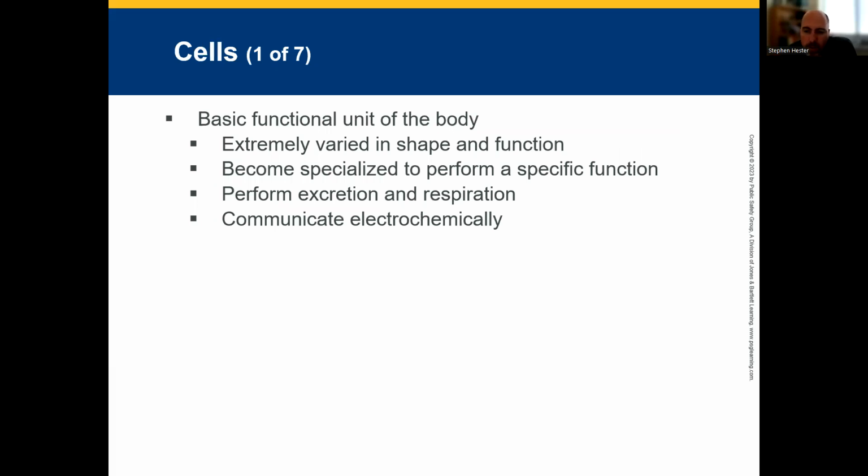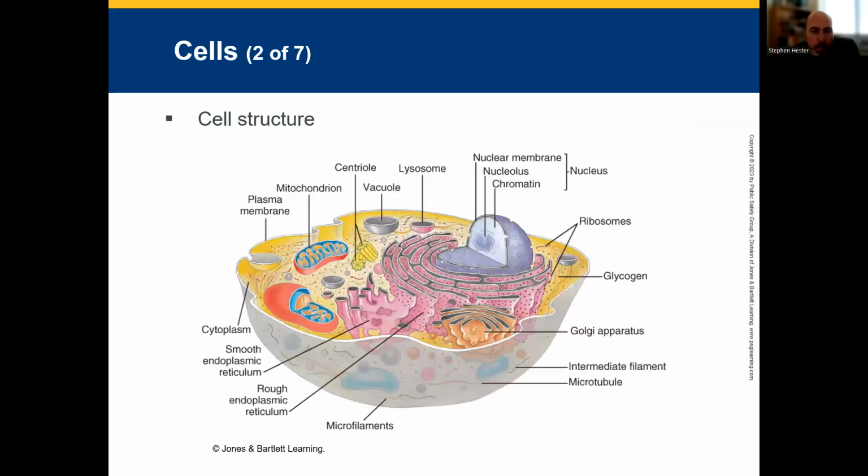So here's your basic cell makeup, what it does, and the different parts of it. Cells are extremely varied in shape, size, and function, and become specialized to perform a specific function. They perform excretion and respiration, and communicate electrochemically. Everything that happens in the body happens on the cellular level, and these cells either grow or disintegrate. They're constantly reproducing, and then there's the makeup of each of these parts and what they do. So there's a bigger picture of the cell structure, okay?